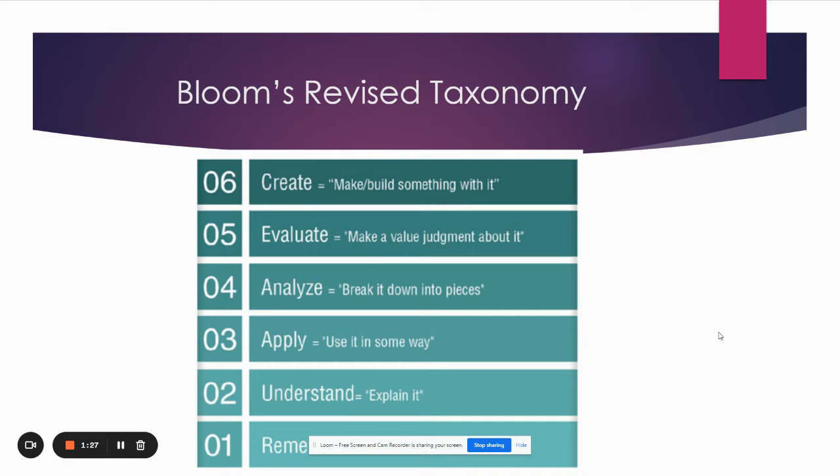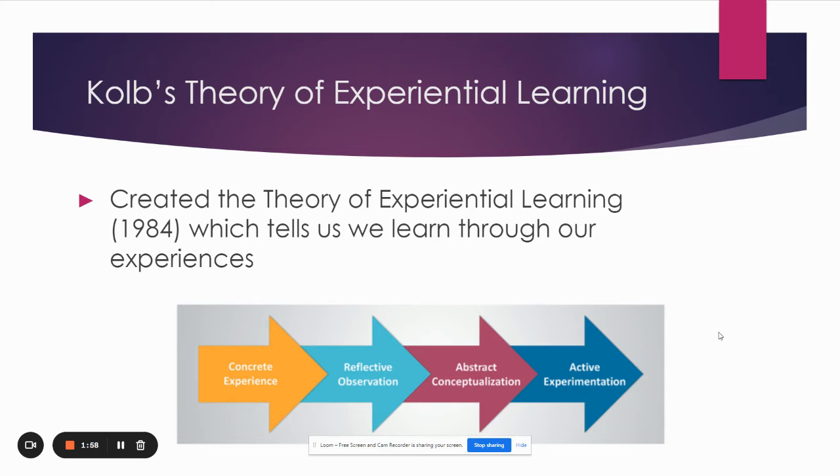Step 4 is to analyze the information. That means you need to break it down into pieces. Step 5 is to evaluate the information, like can you make a value judgment about it? Step 6 is to create or make or build something. And obviously, steps 4, 5, and 6 are considered the highest levels of learning. If you can create or make or produce whatever you learned about, that shows that you really understand the information.